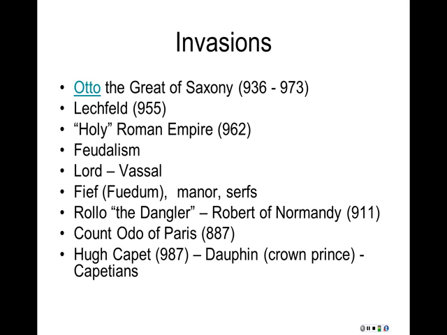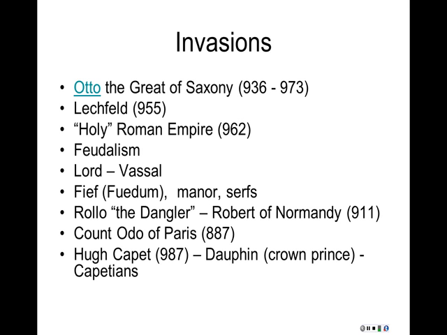Now, in 887, one of the French nobles, actually a count, the Count of Paris, his name was Odo, successfully defended Paris from the Vikings. And the great nobles of France said, that's what we need. In the Germanic tradition, we need a ruler who's going to lead us to victory. So the dukes and the counts of the great nobles of France chose Odo as the new king of the West Franks, or the king of France, to replace the Carolingians.